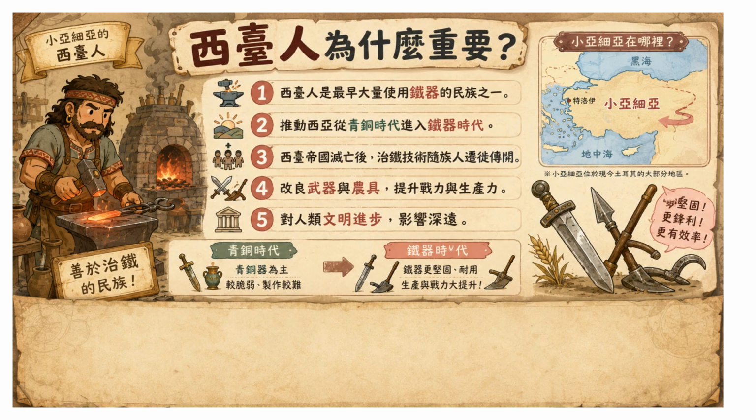The main focus of this slide is iron technology. The Hittites were among the earliest peoples to use iron on a large scale. Because iron tools and weapons were stronger than bronze ones, they improved both farming and warfare. This helped West Asia move from the Bronze Age into the Iron Age. So the Hittites were important because their metalworking changed everyday life and military power.